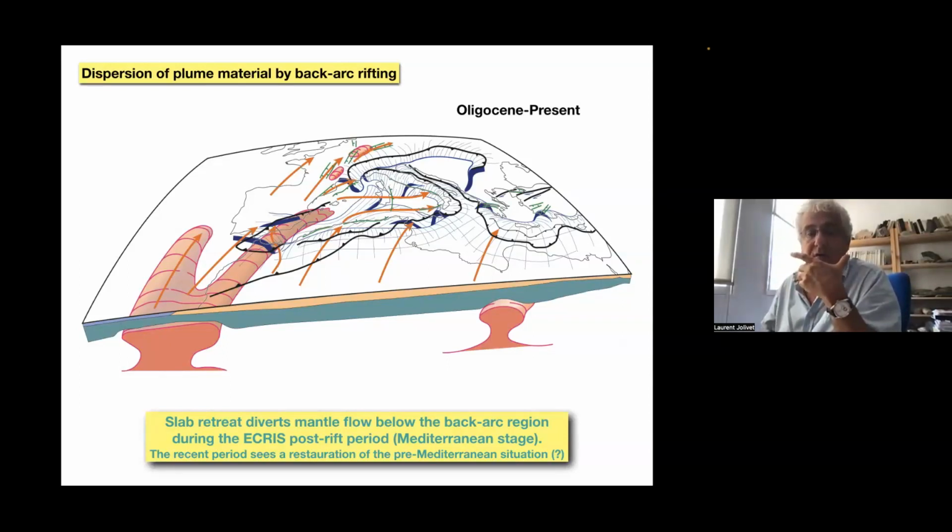So slab retreat has diverted the mantle flow from the back-arc region during the post-rift period, and this is the typical Mediterranean stage. And possibly the recent period after 8 Ma has seen a restoration of the pre-Mediterranean situation. And that's it, I think.